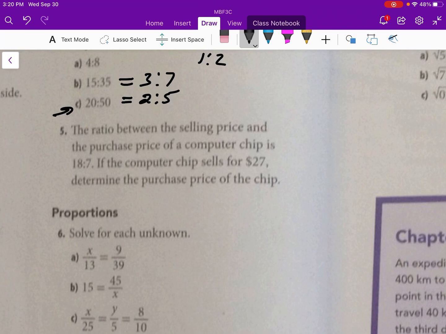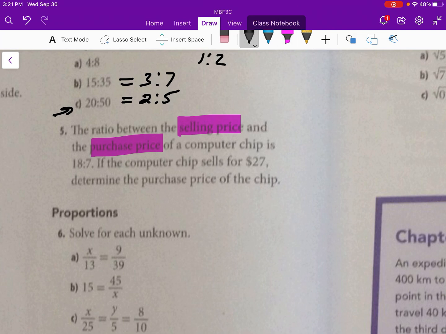So you're dealing with the ratio, and it's how it is written in the question itself. You can see that in this one it says the ratio is the selling price, okay, and the purchase price. So it's selling price to purchase price, all right? And it's 18 to 7. So it's 18 selling to 7 purchase, okay? If the computer chip sells for $27, it sells for $27. Okay, determine the purchase price of the chip.